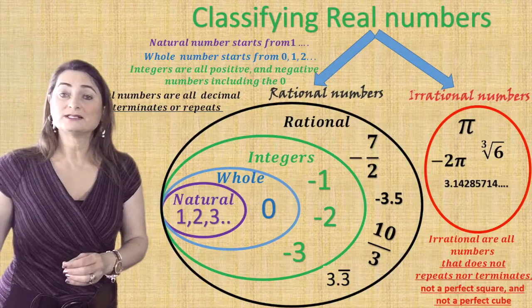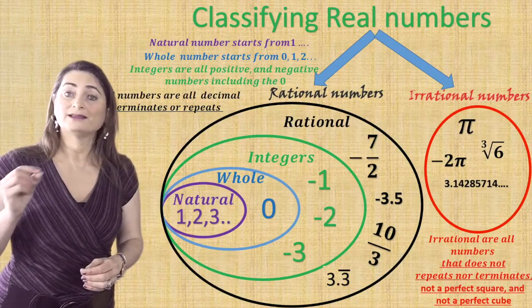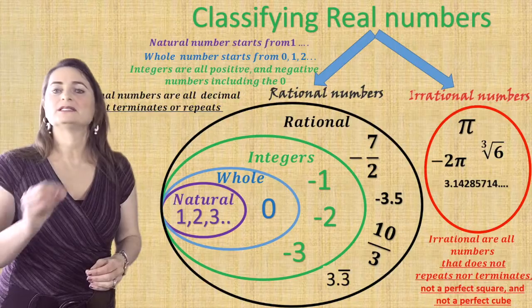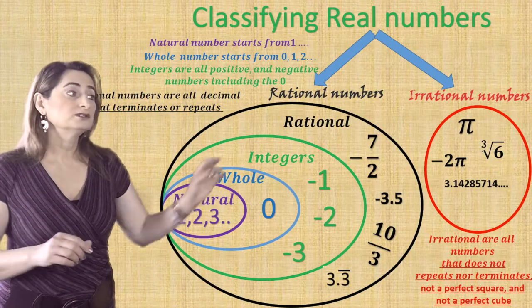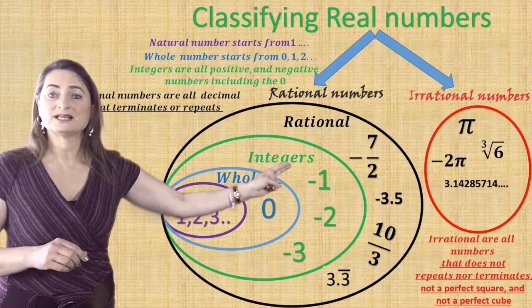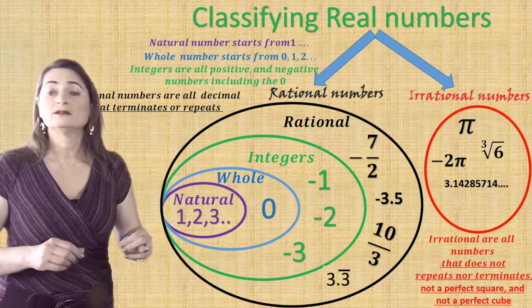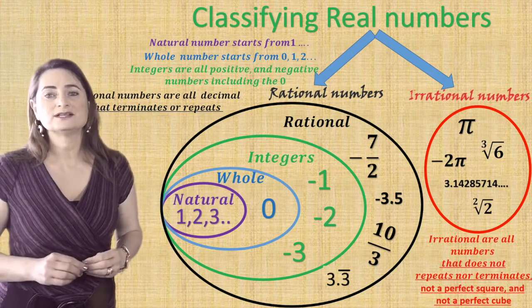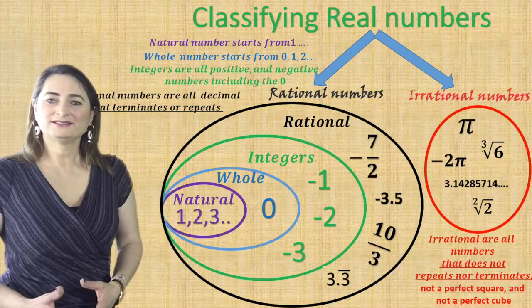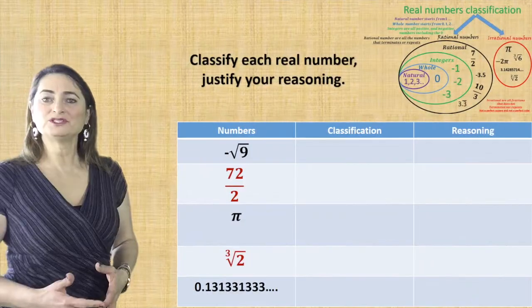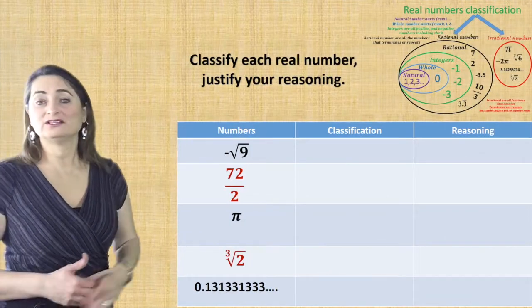3.1428571 with all these dots, that's in fact what pi is. And the 3 dots mean it continues going, but it does not repeat the same numbers. So that's an irrational number because it does not repeat nor terminate. The square root of 2 is not a perfect square. It's an irrational number. Now let's practice classifying real numbers and justify the reason why.